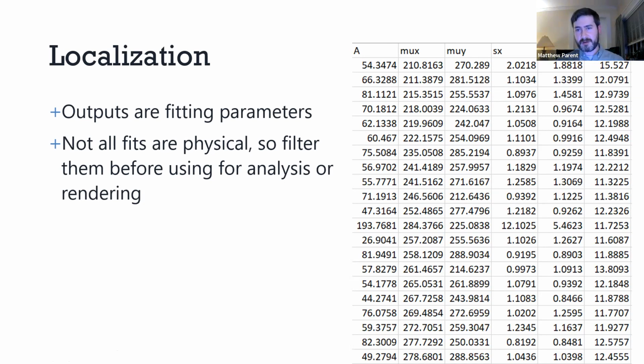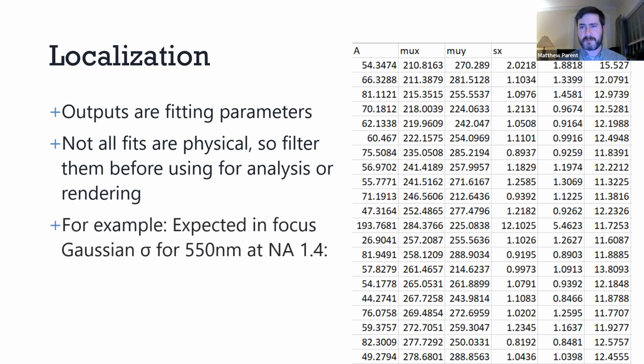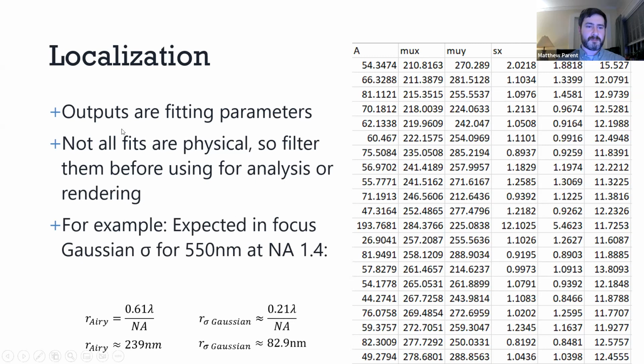We're going to end up with a lot of artifacts. And you can see some of these artifacts in the render I'll show you in the next slide. But for example, we can look at the sigma for Gaussian at 550 nanometers if you're using an objective NA of 1.4. And we would expect the radius of the airy disk to be around 240 nanometers and the Gaussian sigma to be around 83 nanometers.